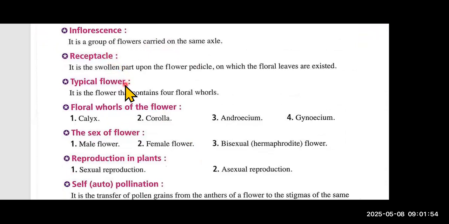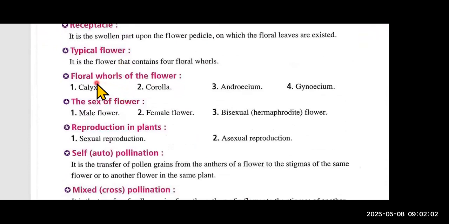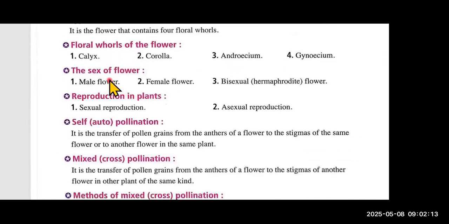A typical flower, like a model flower, contains all the floral whorls. They are four: calyx, corolla, androecium, and gynoecium. The sex of a flower may be male unisexual, female unisexual, or bisexual hermaphrodite.